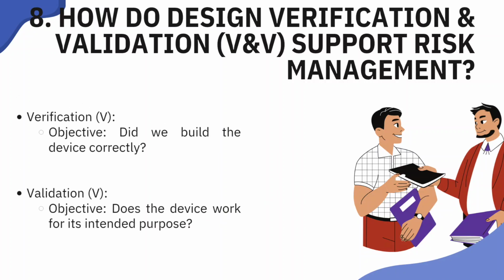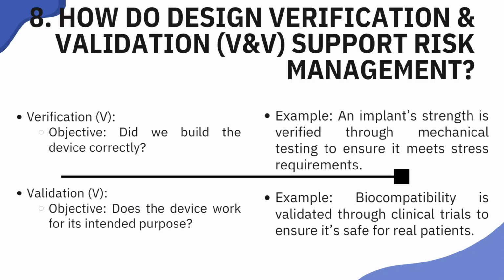Verification checks: did we build the device correctly? Validation checks: does the device work for its intended purpose? For example, an implant's strength is verified through mechanical testing. Does it meet stress requirements? Meanwhile, biocompatibility is validated through clinical trials. Is it safe in a real patient? If we fail in either, back to the drawing board. That's why V&V is so crucial. It ensures safety and compliance before the device reaches the market.